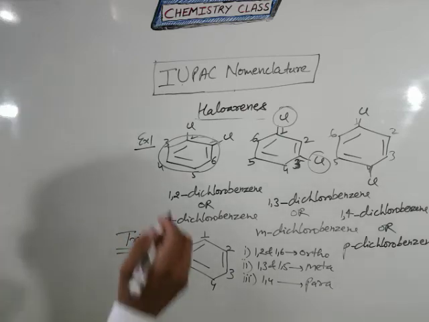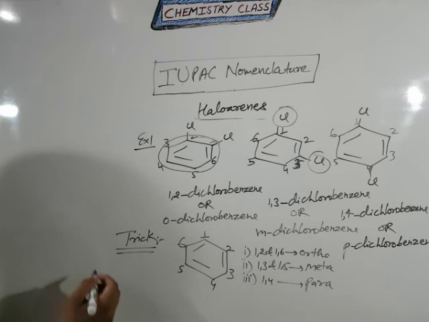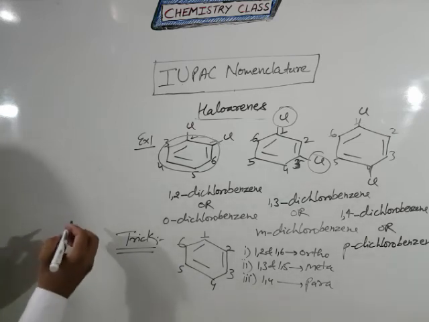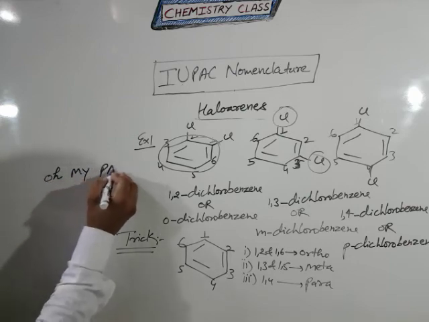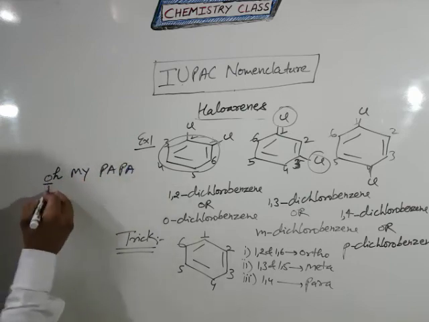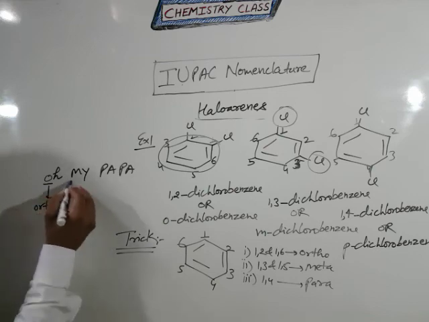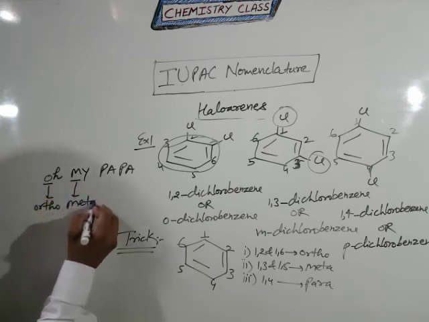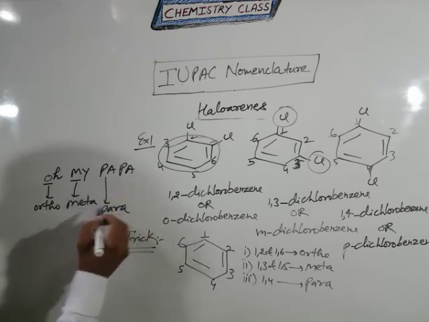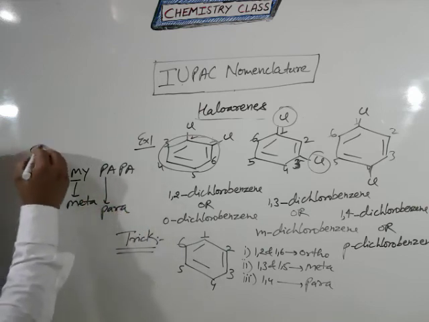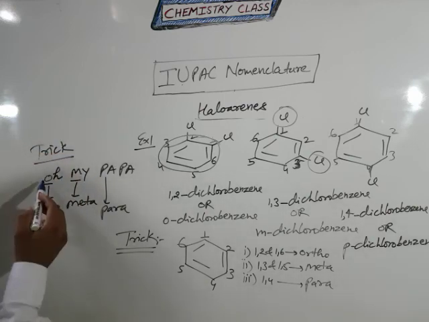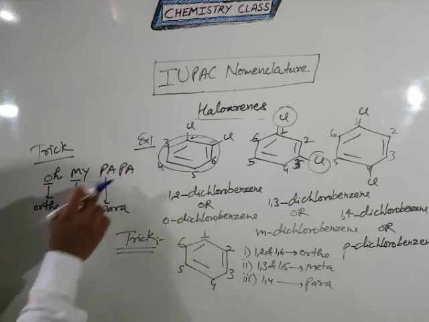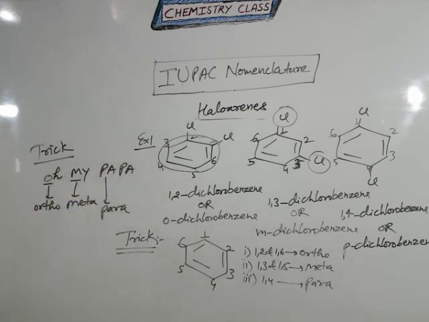And one important point for the ortho and meta as well as para. Clear? So you remember this formula. Clear? O means ortho and M means meta and P means para. Clear? So this is one of the best tricks. You remember ortho, meta and para. So simply you follow this sentence and after that you will understand the ortho, meta and para trick of the benzene ring.